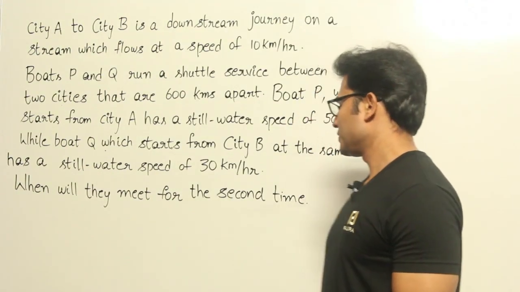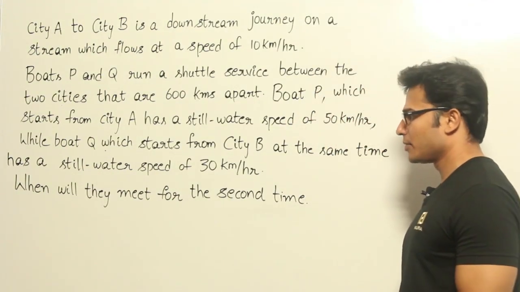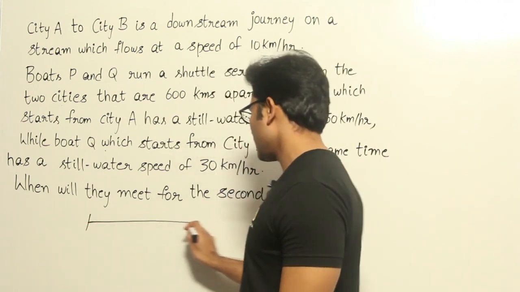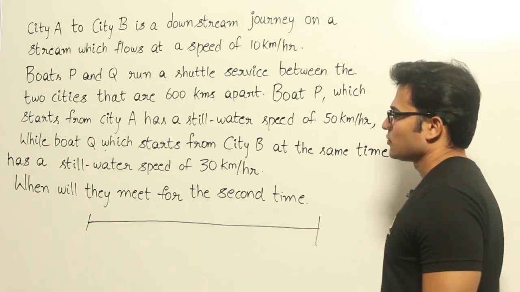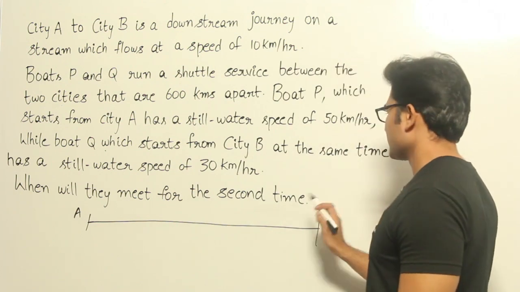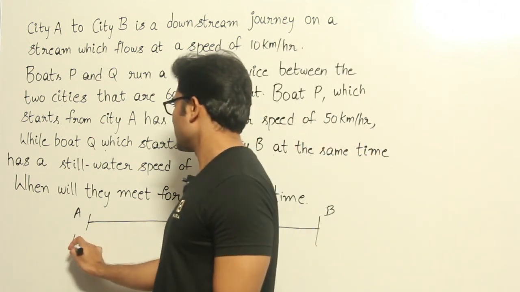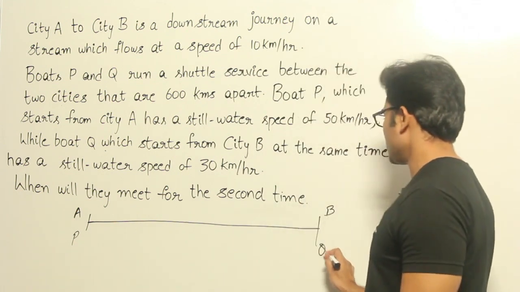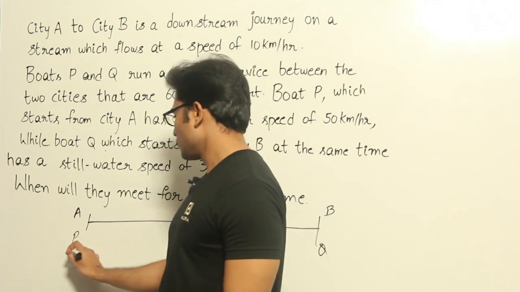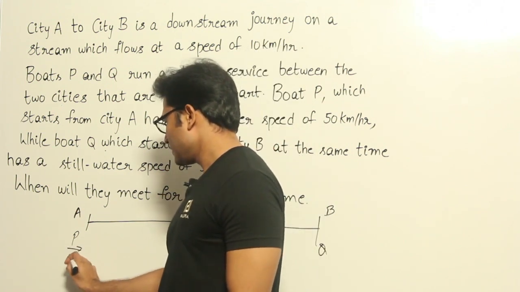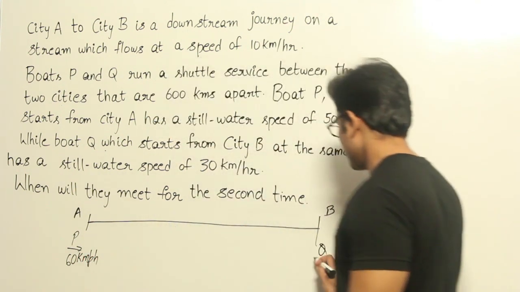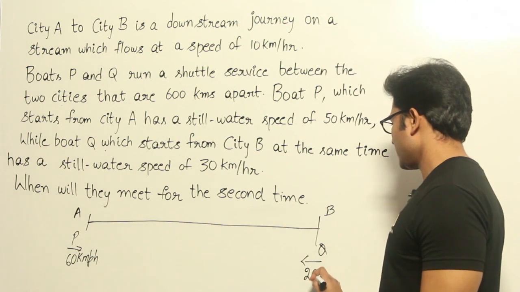Now in the same question, let's try to find out when they are going to meet for the second time. So we found out that they are going to meet for the first time after 7.5 hours, right? So what has happened is, if you assume that this is A and this is the point B, P has started here from A and Q has started from B, and since P's velocity is going to be down the stream, P was actually moving at a speed of 60 kilometers per hour, right, and Q is moving with a speed of 20 kilometers per hour.